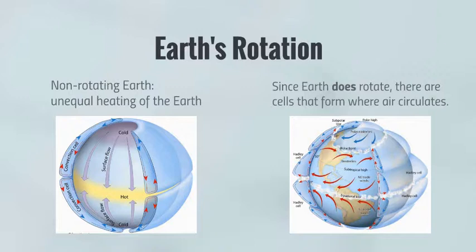Earth's rotation has a lot to do with this, like we talked about earlier. So if we had an Earth that was not rotating, there would be unequal heating on the Earth. But our Earth does rotate, and because of that, we have different cells that form where our air can circulate.